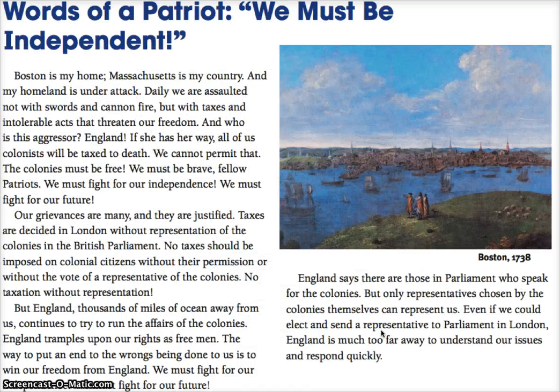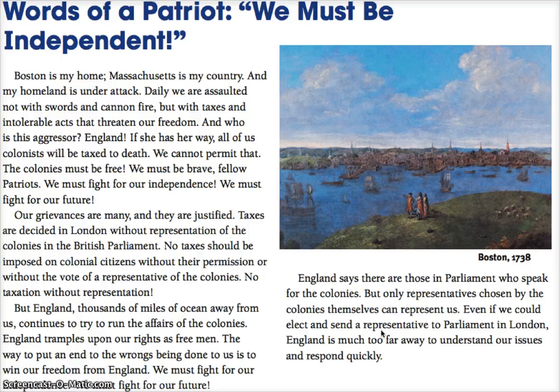Words of a Patriot. We must be independent. Boston is my home. Massachusetts is my colony, and my homeland is under attack. Actually, Massachusetts is my country. I apologize. And my homeland is under attack. Daily we are assaulted, not with swords and cannon fire, but with taxes and intolerable acts that threaten our freedom. And who is this aggressor? England. If she has her way, all of us colonists will be taxed to death. We cannot permit that. The colonies must be free.